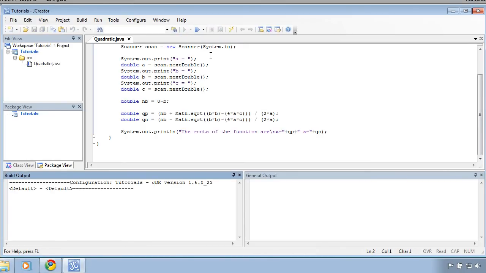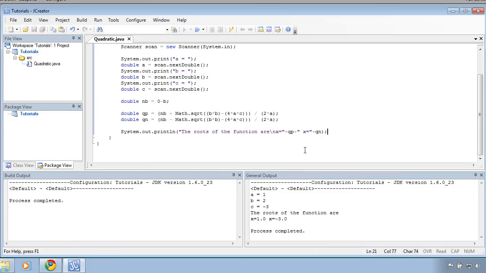So compile, process completed, run it. So we have a equals, and let's use the equation x squared, I don't know, plus 2x minus 3, because that you can factor into whole numbers. So we're going to have 1, because a is 1, because it's just x squared. We're going to have b is 2, and c is negative 3, and it'll give us the roots are 1 and negative 3, which works, because you could plug it in, and these would be the two that work. So there we go.